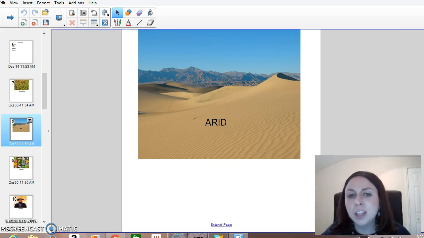Arid. Arid is when there's no moisture, when there's no rain. Very often a desert has an arid climate, meaning there's very little rain, it's very dry. The Negev in Israel has an arid climate because it's a desert climate. Once again, I would stop at this moment, take out your salmon sheet, write what arid means in your own words, and then draw a picture.